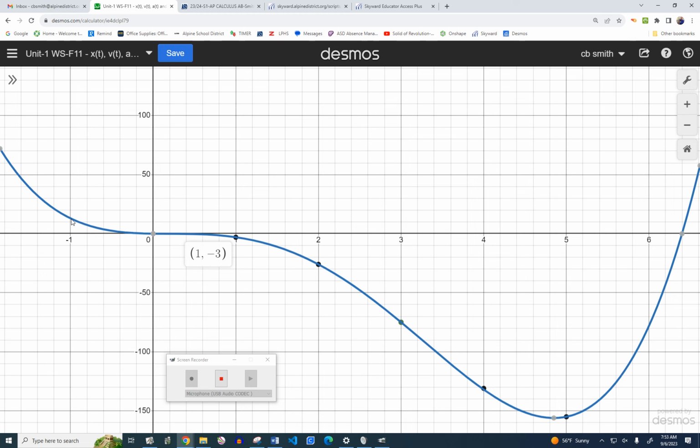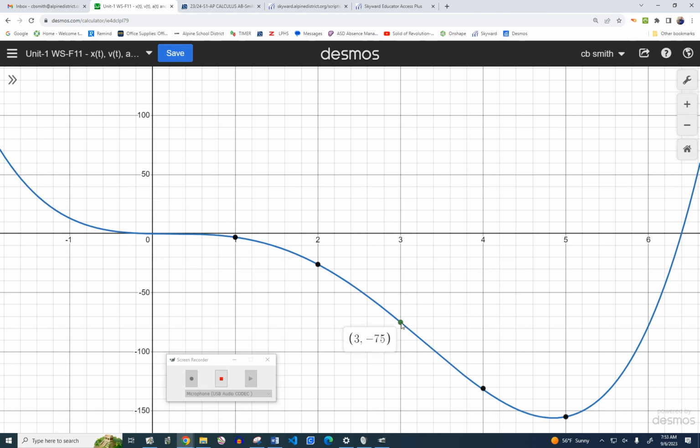You come to this dot here. Now we're 3 seconds into the particle's life, and it's sitting over here at -75, so it's way to the left of the center. Is that enough for now? Yeah, that works. 2 more. So back to here.